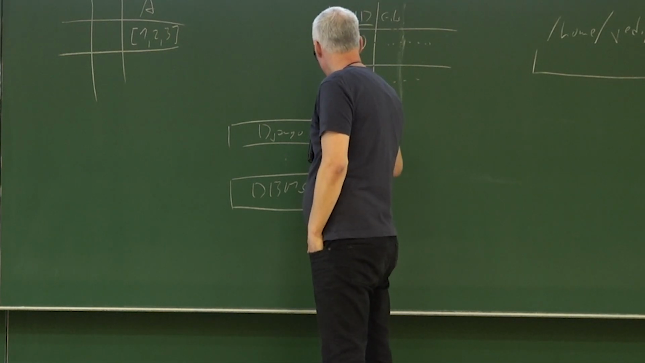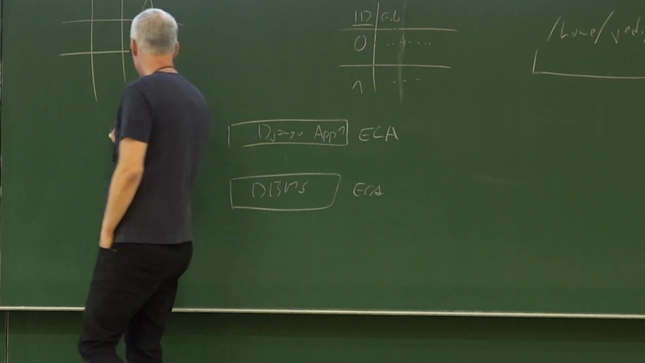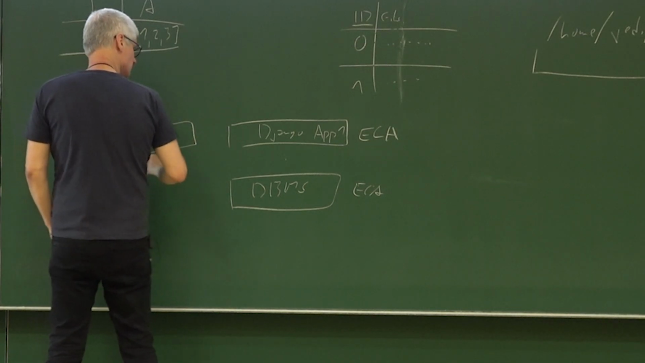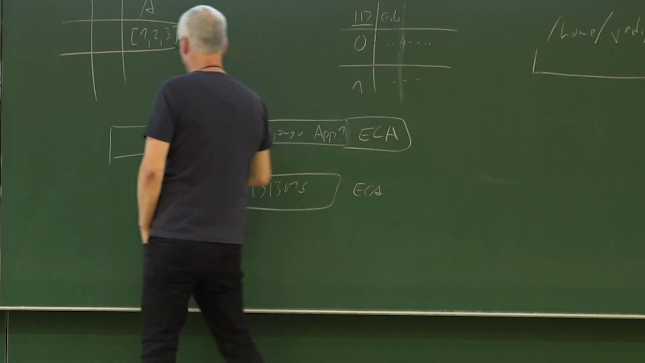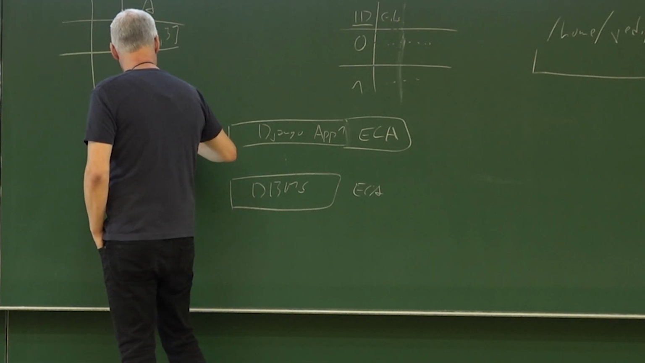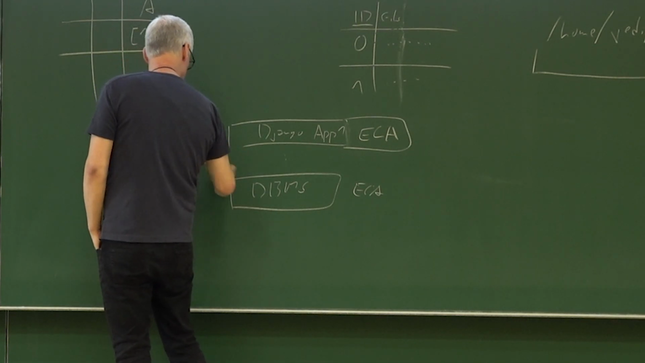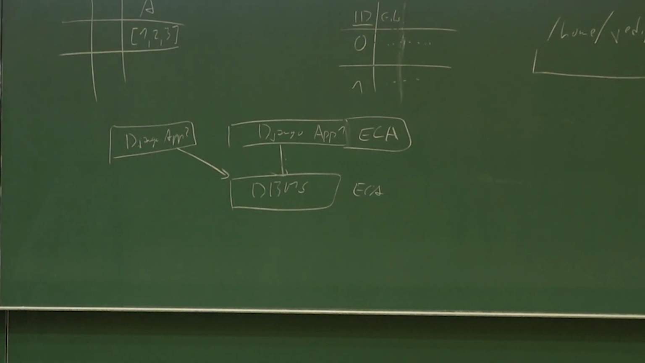So this is your Django app, number 1. And maybe there's another Django app, number 2, operating on the same database. What is the difference here?